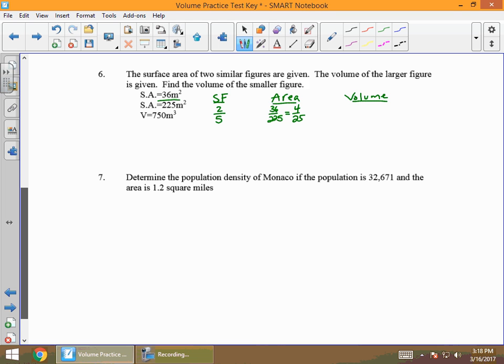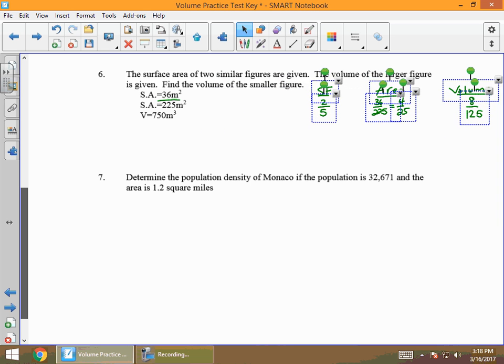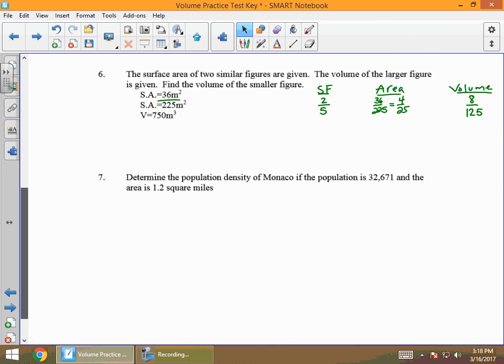And volume, being units cubed, the volume would be in a ratio of 2 cubed, which is 8, and 5 cubed, which is 125. So it would be in an 8 to 125 ratio. So let me move those over here now, so they're out of my way.